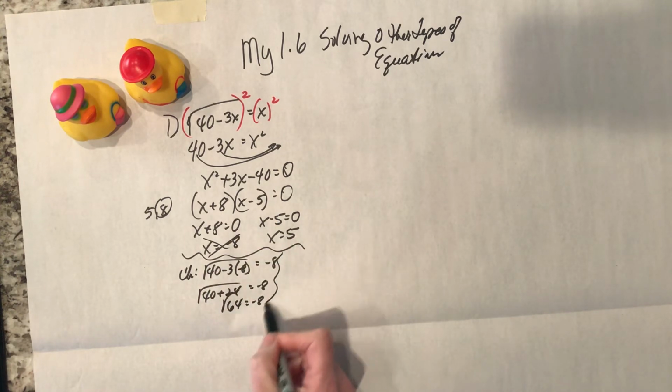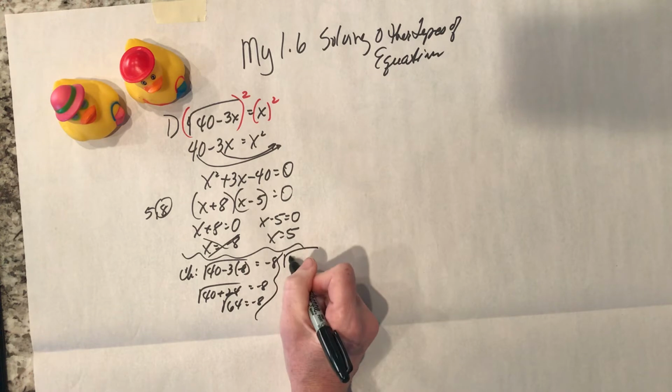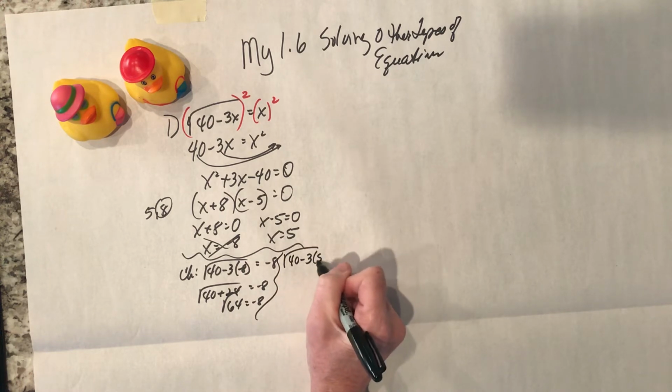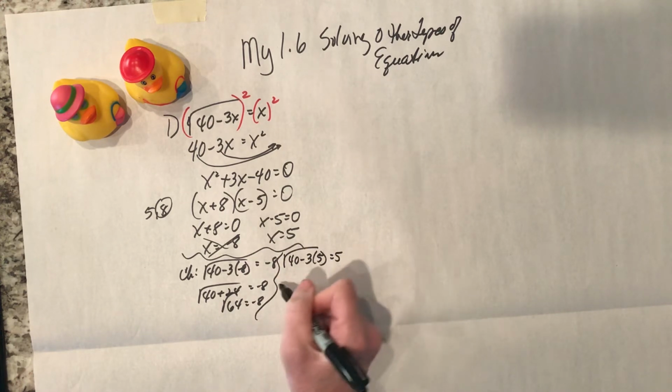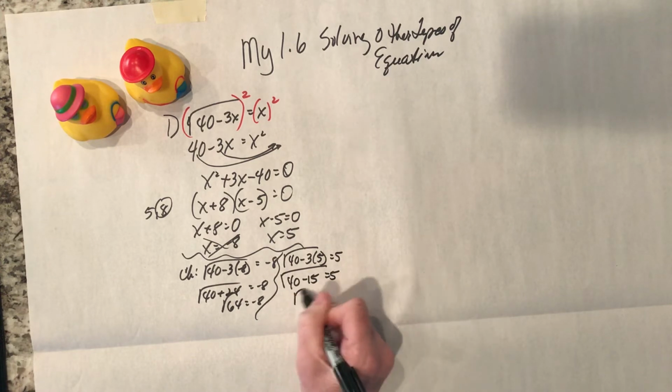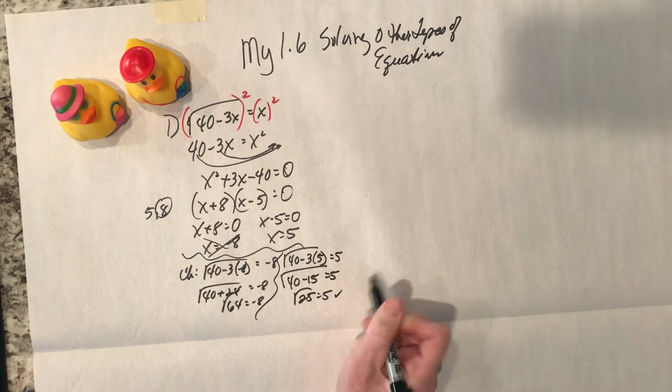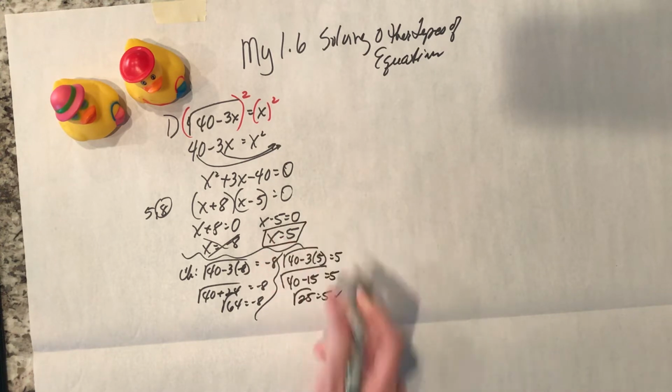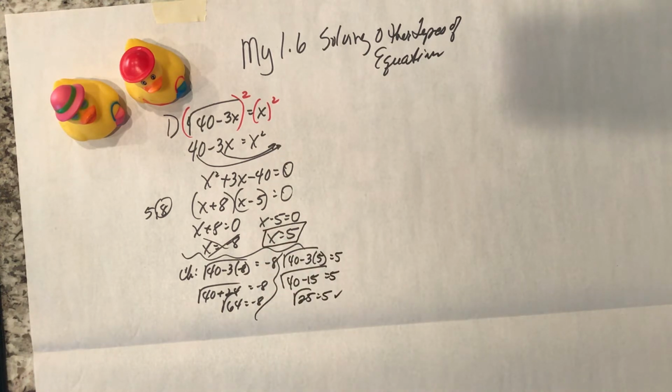Let's check the 5. Going to put it in here. The square root of 40 minus 3 times 5 equals 5. 40 minus 15 equals 5. The square root of 25 equals 5. Good. So 5 worked. We have one answer out of that.